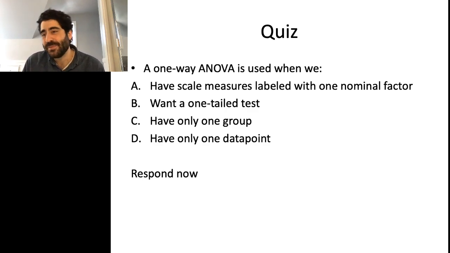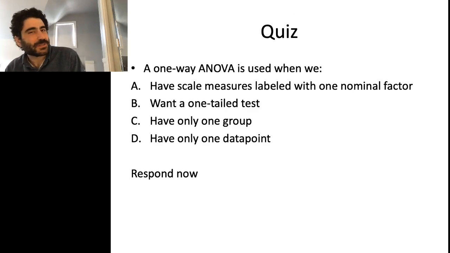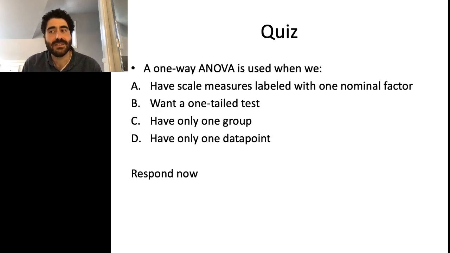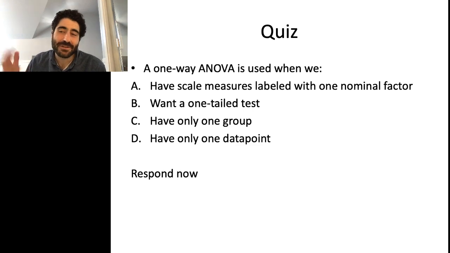B is a slightly tricky answer because we are also doing a one-tailed test here, in the sense that the ANOVA is only testing for some relationship between the groups and the outcomes. There's no sense of a positive or negative outcome. But that's not what the one way in the ANOVA means. And we're going to see in a second other kinds of ANOVAs that are not one-way ANOVAs, and they're also one-tailed tests in that sense.